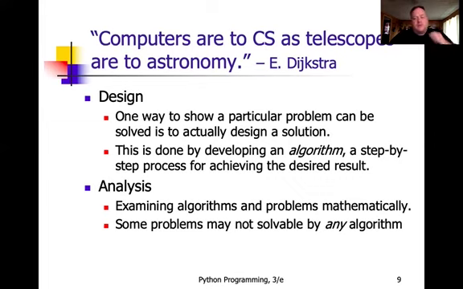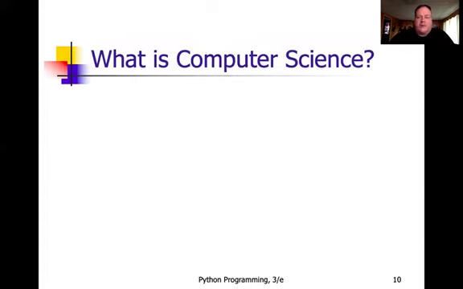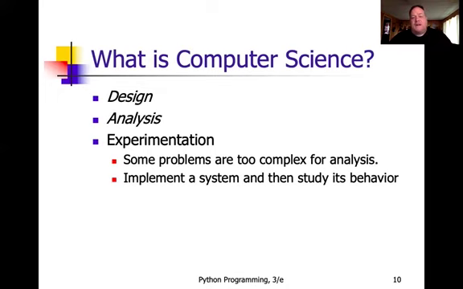Now, there are some problems that are not solvable by an algorithm, and that's possible. But most problems that we're going to approach with our programs this semester are going to be solvable through some type of algorithm, and you're going to be writing those algorithms. So we have design, we have analysis, and finally we have experimentation. For those problems that are too complex for analysis, we need to experiment in order to get the closest possible solution. Or maybe we think they're too complex for analysis, but as we actually run through the program, we realize we've come up with a unique or novel way to solve the problem.